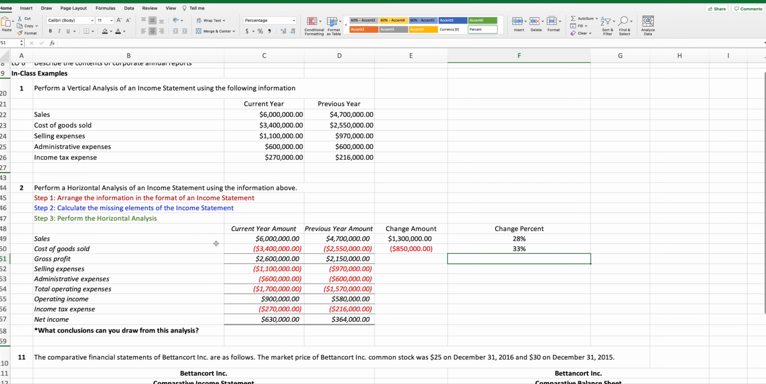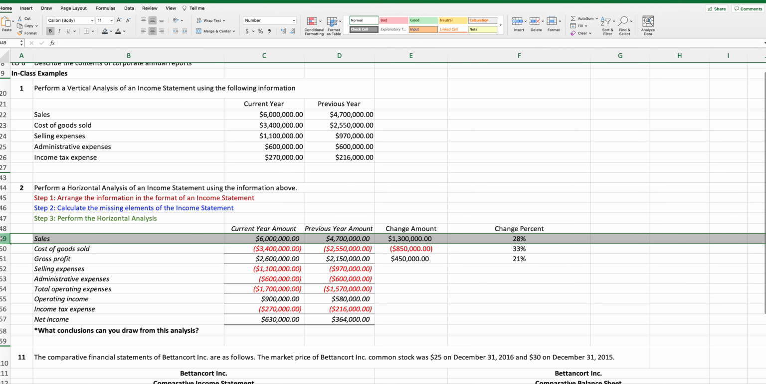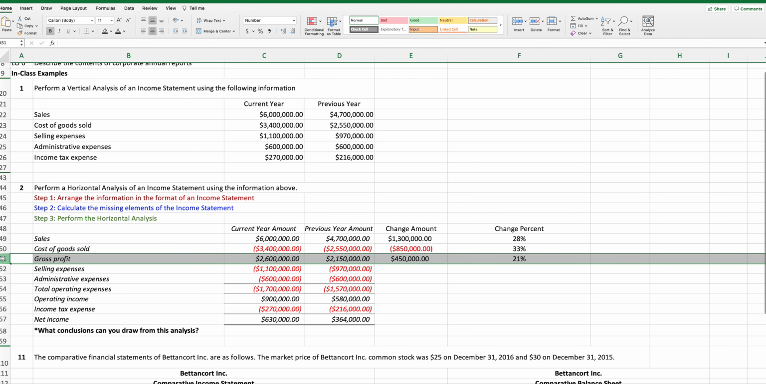This particular analysis now really shows you that even though your sales increased by 28%, your cost of goods sold increased more rapidly. So we're going to do the same thing here, and we will look at the change percentage. And again, even though we're selling more, our gross profit is not growing at the same pace.